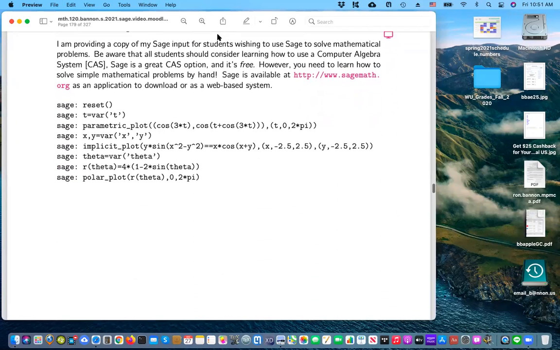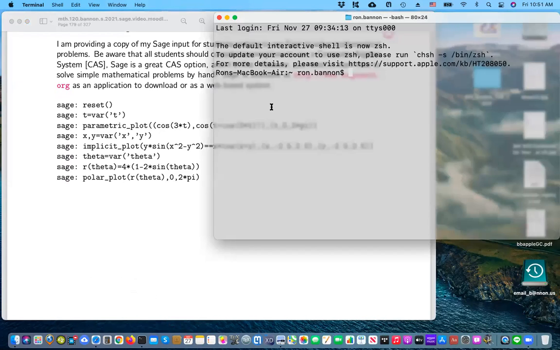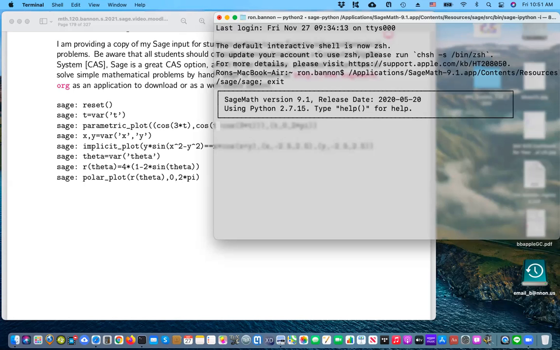I'm going to talk about using Sage now. Let me open it up. I'm going to use it from the terminal. Again, for students who don't want to use Sage from a computer terminal, terminals are typically on a lot of machines and are going to be used to do most computations. I actually tend to use terminals for a lot of work.